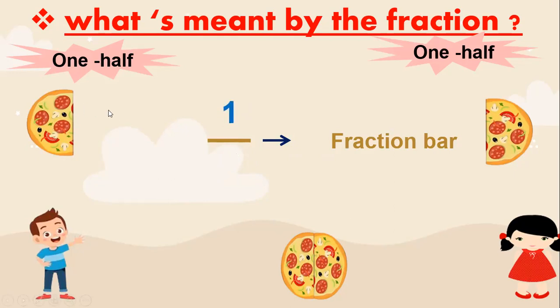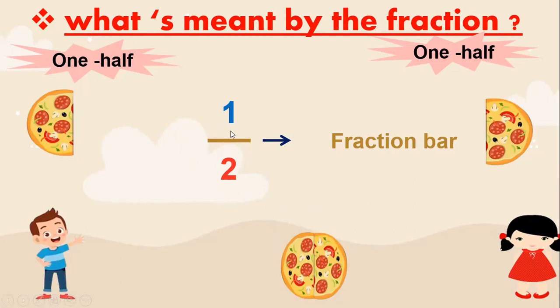First, how many parts will each kid eat? The boy will eat one part and the girl also will eat one part. One part out of what? The total number of parts of the pizza. The mother divided the pizza into two parts, so the total parts is two. So again, the mother divided the pizza into two equal parts. The boy ate one half and the girl ate one half. Now I want to represent one half in a fraction.